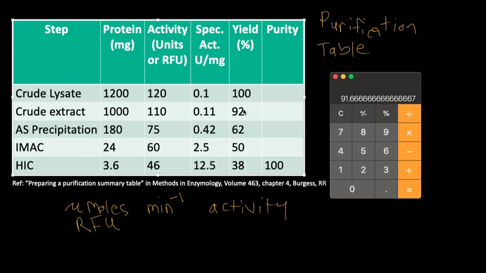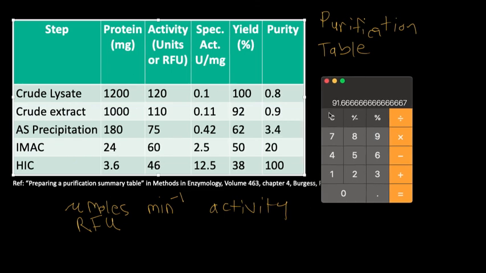Then I completed the rest of the steps, and as you can see, as we purify the protein, the yield percentage is decreasing because we're losing activity. At each step we're selecting fractions, and not all of the fractions that we select encompass all the activity, so we lose a little bit each time.